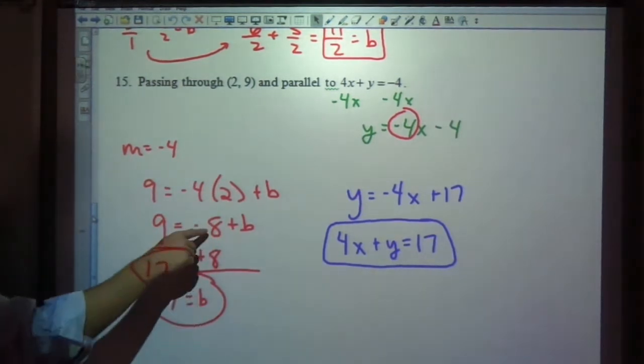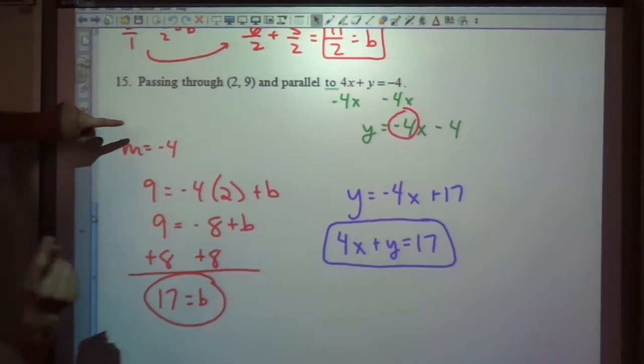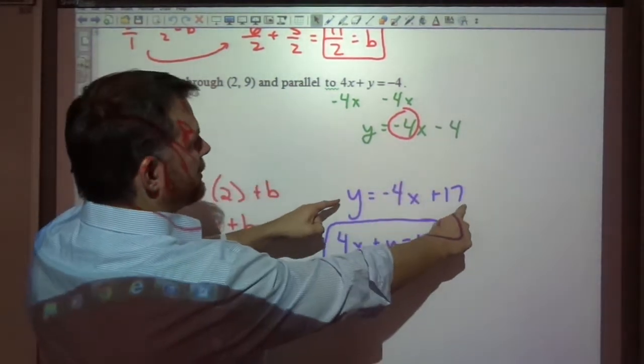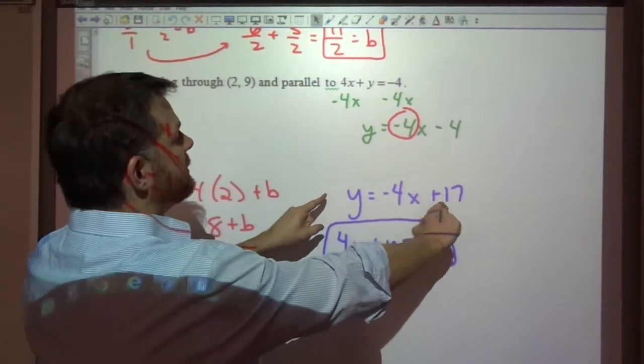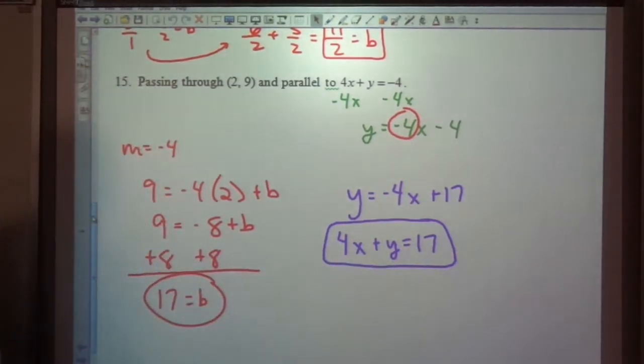Multiply, that gives me negative 8. Add 8 to both sides. Here's 17. Now I have an m, I have a b. I write my equation, y equals mx plus b. But it's not standard form, so let's add 4x over here. 4x plus y is 17.